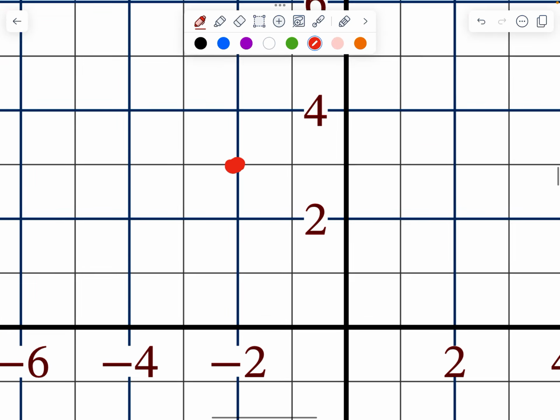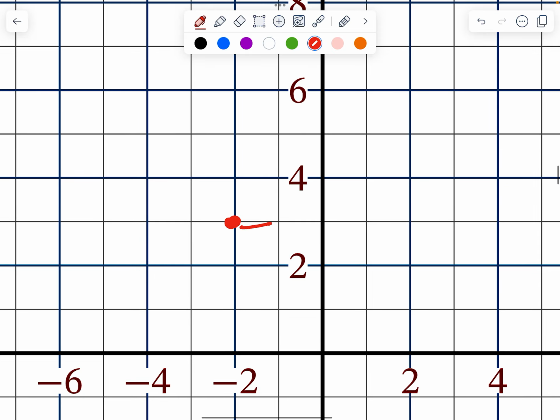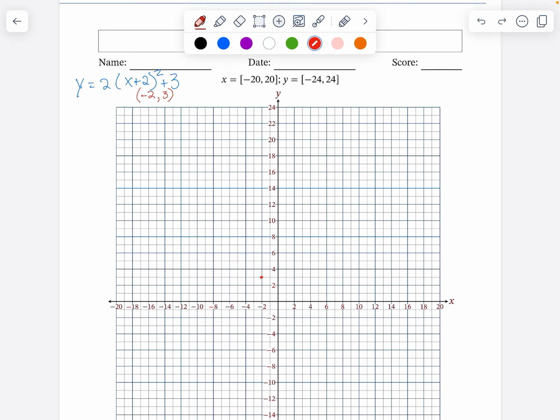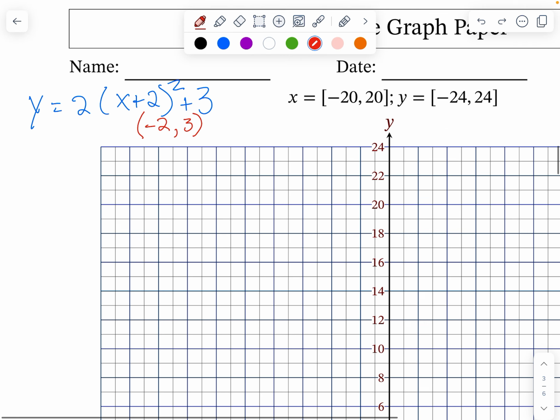And normally what we do next is over 1, up 1, put a dot, over 2, up 4, put a dot. We're not going to do that. We're going to multiply that in the up direction by 2. So let's write it down.